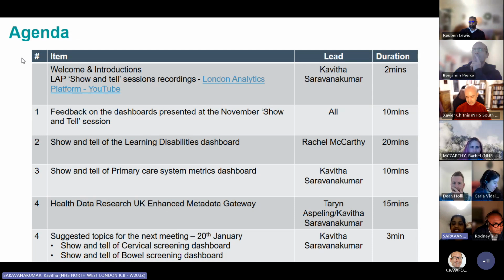Thanks, Rachel. So those are the two things we are going to cover. I don't think that will take a long time, so I felt we will probably have a bit more time, and I wanted to talk about the HDR UK Gateway, which we have been talking about. This is the Health Data Research UK metadata gateway that we have to populate our metadata in. This is one of the requirements from the national team as part of the London SDE funding, and that is done by the London Analytics Platform team. So I thought I will talk a bit about that so you can see what goes in there as well. So that's really the agenda for today.